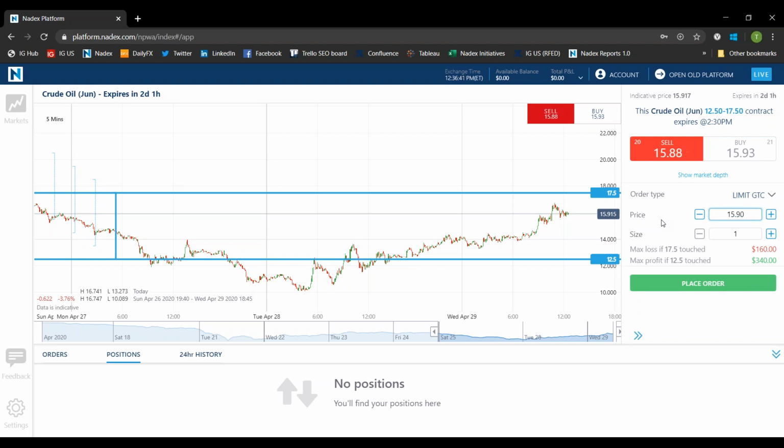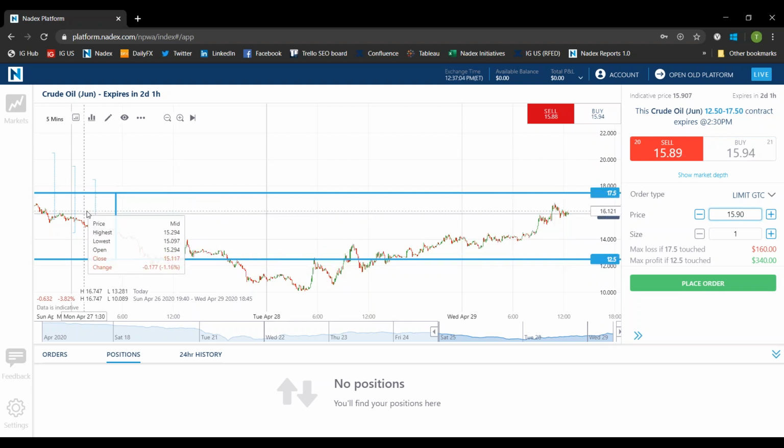If it settles above 15.90, I'll lose some. I know that I can't lose any more than that, because if it went up to 17 and a half, I'd be knocked out. And if it went down and settles below 15.90, maybe 14, maybe 13 and a half, I would make some profit. I would recognize some profit. My maximum profit would only be reached if it went all the way down to 12 and a half.